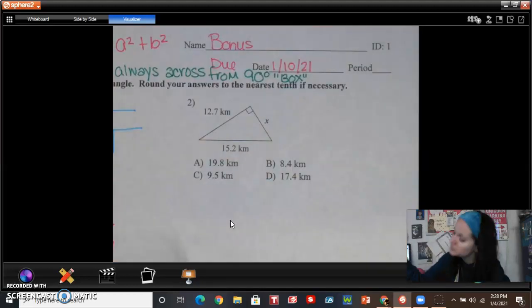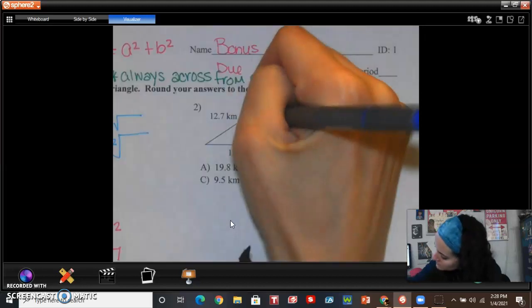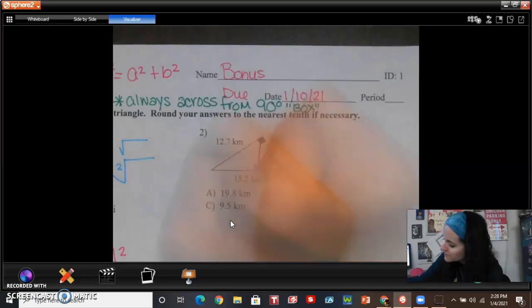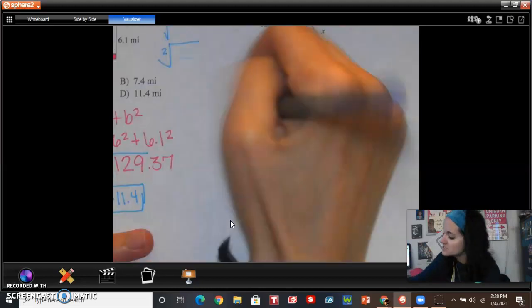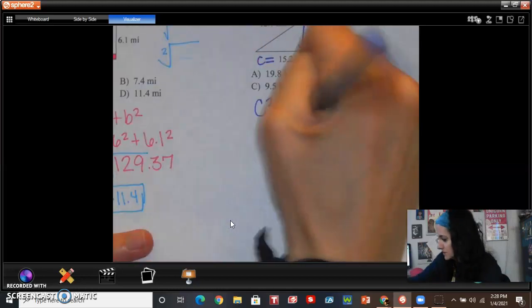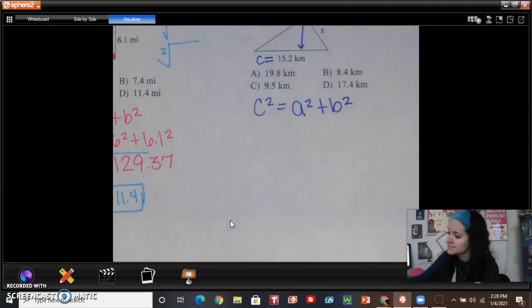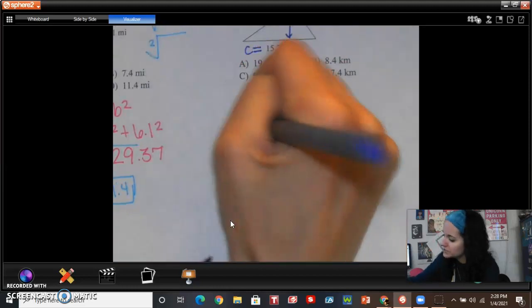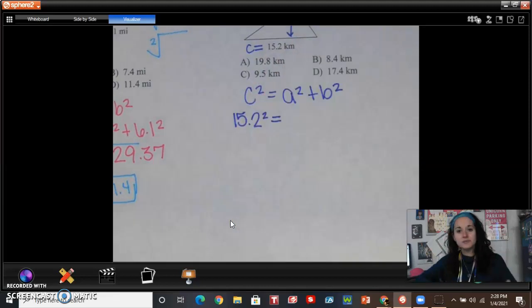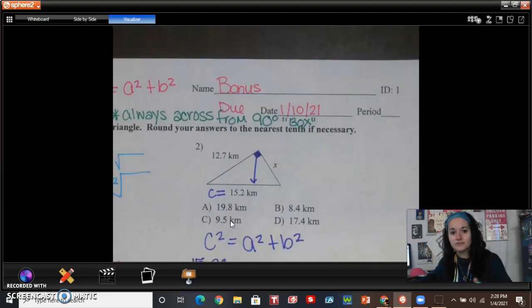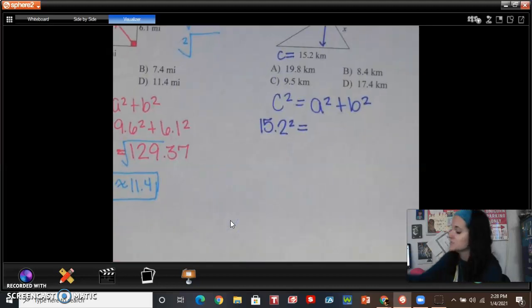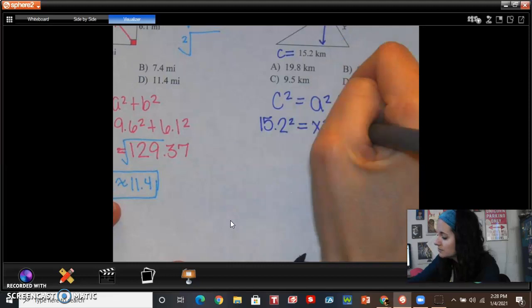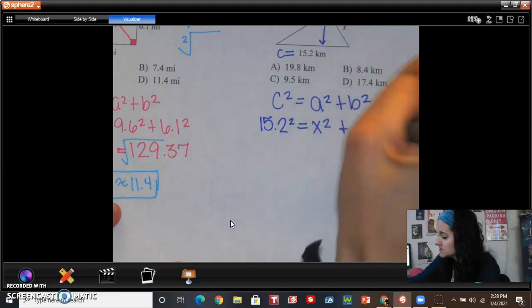Okay, we're looking at number 2. So here's our box. Okay, we're going to go straight across from our box to find the value of C. Now we're going to just plug that into our formula. So we have C squared equals A squared plus B squared. So now we have 15.2 squared equals, and just like before, just take the other two bits of information that you know and plug it into your equation. It doesn't matter which one's A and it doesn't matter which one's B. So I have X squared plus 12.7 squared.